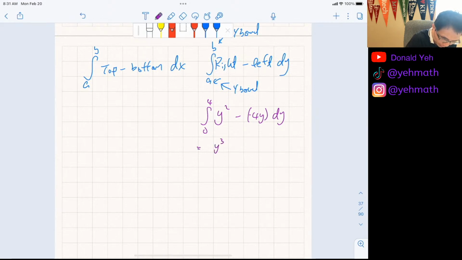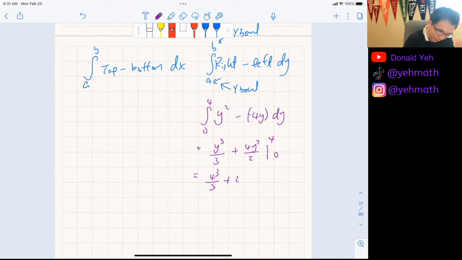This one's going to be y cubed over 3 plus 4y squared over 2, between 4 to 0. And that's going to be 4 to the third power over 3 plus 2y squared, so it's going to be 2 times 4 squared. So that's equal to 64 over 3 plus 32, which is 160 over 3.